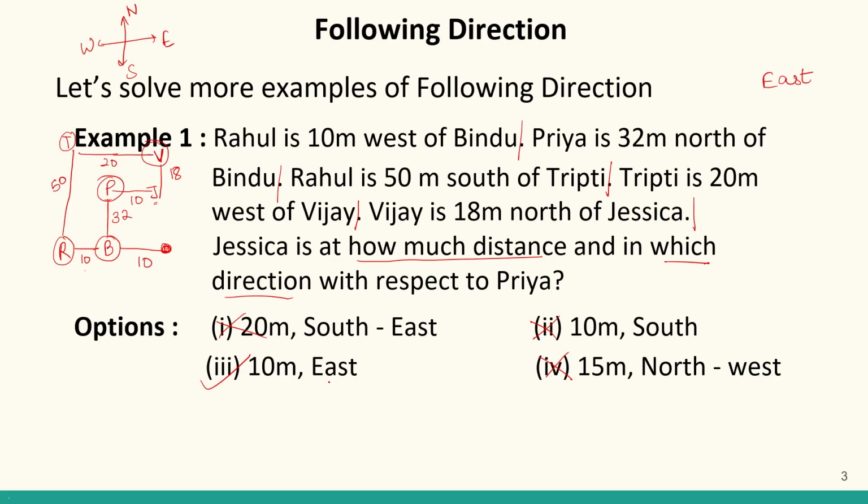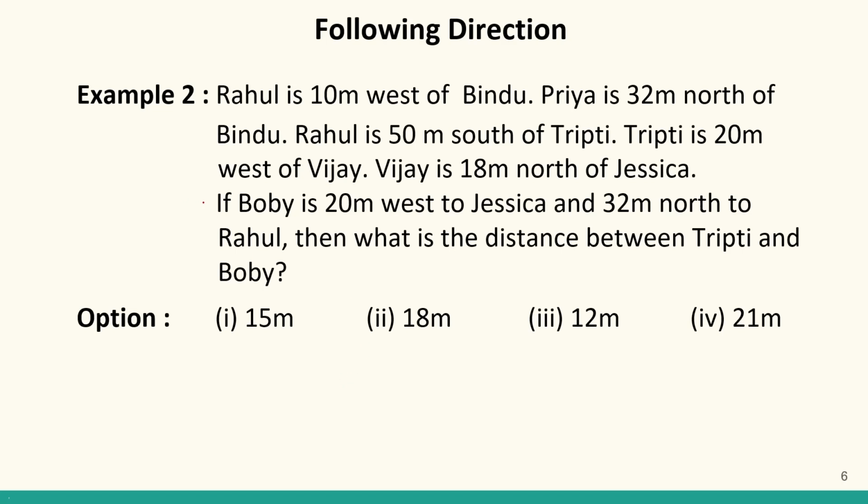Understood? Very basic question. Same information, and this is a different question. So let us draw a diagram for the same question. Rahul is 10 meters west of Bindu. Priya is 32 meters north of Bindu. Rahul is 50 meters south of Tripti. Tripti is 20 meters west of Vijay. Vijay is 18 meters north of Jessica. So this much information is given to us. Now the question is different.